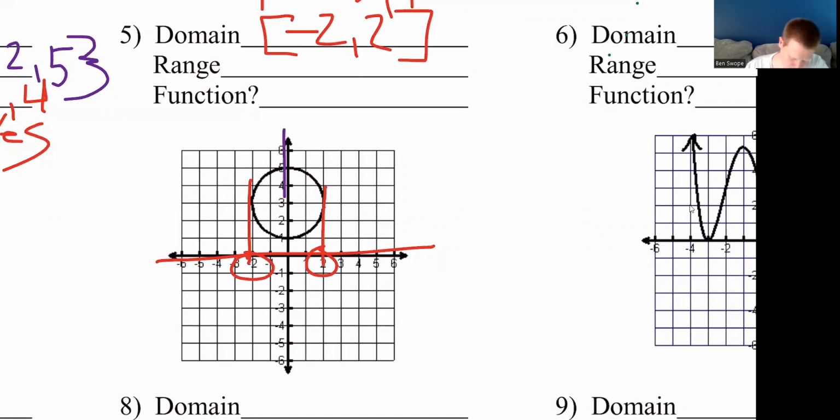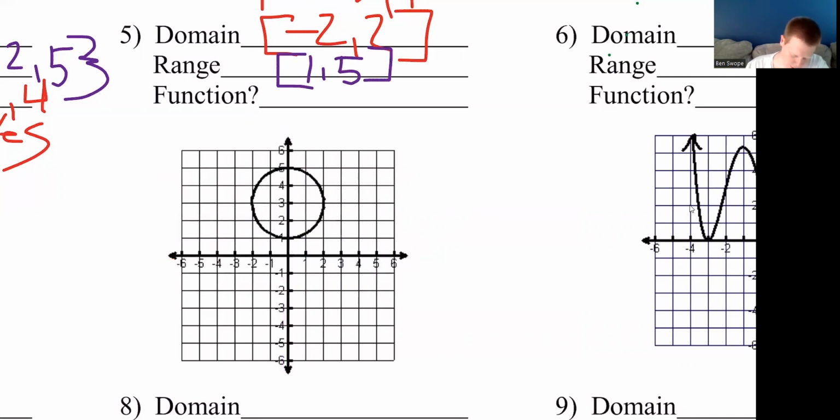And then we'll do our range really quick. Very similar idea. We're looking at the y-axis. So the lowest it goes is here, highest it goes is here. It's hard to see the numbers, but that's 1, that's 5. So it's between 1 and 5. And those are also included because they're part of the circle.